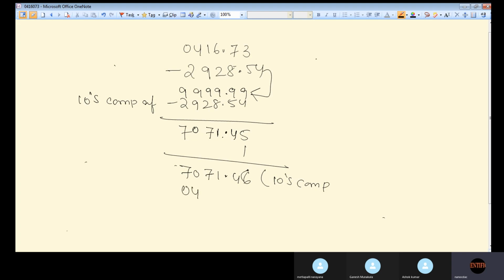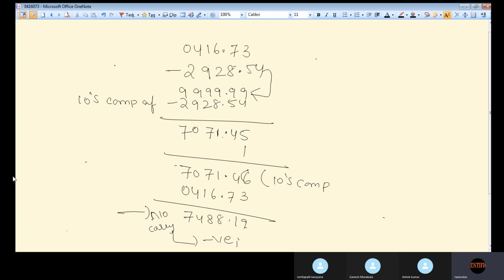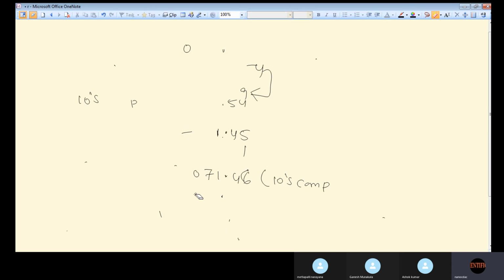result 0416.73. Add it and you will get 7488.19. There is no carry. No carry is indicating it is negative. So this is tens complement subtraction. We can stop here. These examples are enough. You can do anything.